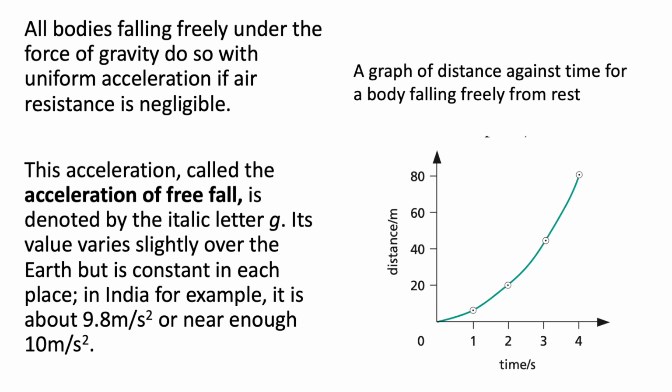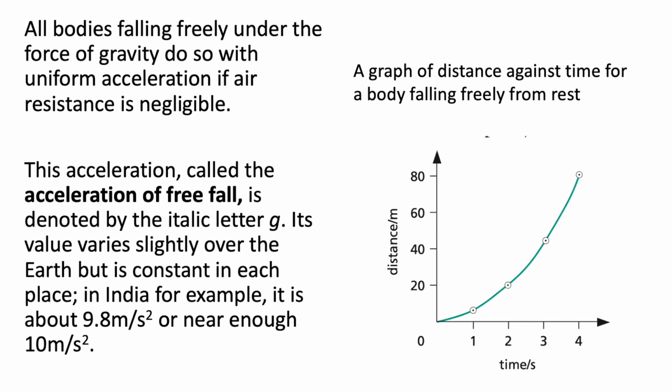All bodies falling freely under the force of gravity do so with uniform acceleration if air resistance is negligible. This acceleration, called the acceleration of free fall, is denoted by the italic letter g. Its value varies slightly over the earth, but is constant in each place. In India, for example, it is about 9.8 meter per second squared, or near enough 10 meter per second squared.